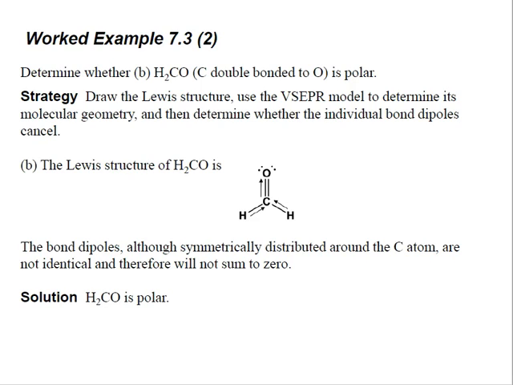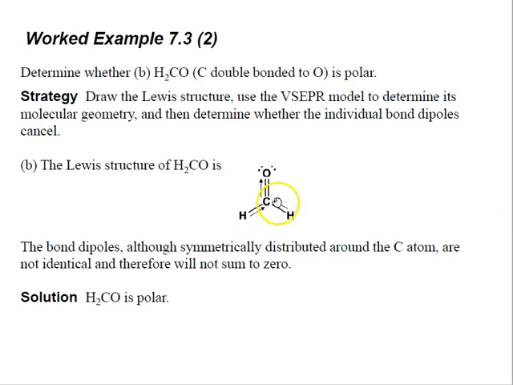We have a second example, and it's to determine whether H2CO, which is a carbon double bonded to an oxygen in the structures below, is polar. It is a type of aldehyde. This is called formaldehyde. Now, knowing the name being formaldehyde, you wouldn't learn that until organic chemistry, so don't worry about the naming here. So, to determine if this is polar, the first thing you do is draw the Lewis structure, and then, just like before, use the VSEPR model to determine the molecular geometry, and then draw in your dipoles based on electronegativity.